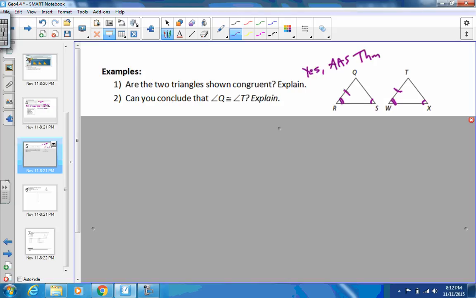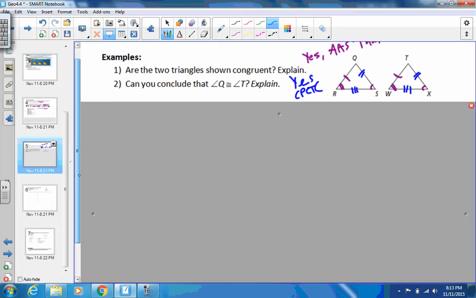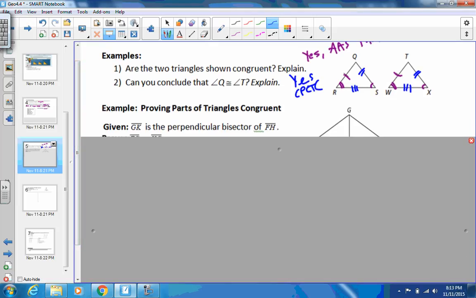Since they're congruent, can you conclude that angle Q and angle T are congruent? Well, most certainly. You could have used the third angle theorem for that one, but we could also do it because of CPCTC, because corresponding parts of congruent triangles are congruent. We could also say that side QS is congruent to TX, and that RS is congruent to WX, simply by the definition of congruent figures, CPCTC.